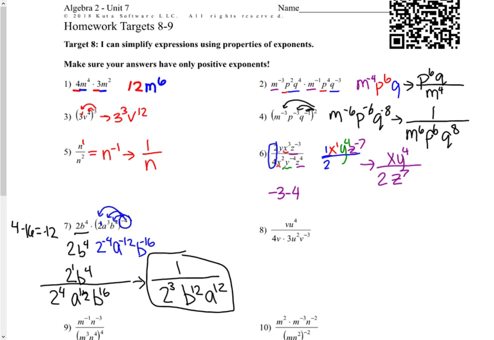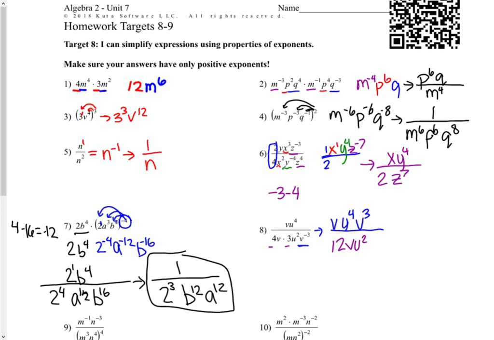Okay, so for number 8, again, we can move the negative exponent first. You can multiply everything first. That is up to what you prefer to do. I'm going to go ahead and move that negative exponent up. So I have vu to the 4th staying in my numerator, and then I'm going to move that v cubed up from the bottom here because it has that negative exponent. In my denominator, I can multiply my 4 times 3, so I get 12, and then I have vu squared.